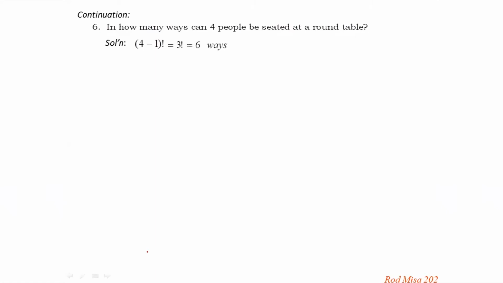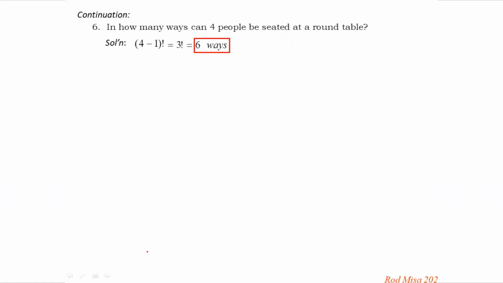Now let's proceed to our sixth problem here. In how many ways can 4 people be seated at a round table? Now, solving this one using our permutation theorem, this is 4 minus 1 factorial, since there are 4 people arranged at a round table. So we have 3 factorial, and 3 factorial is equal to 6 here. So there are 6 ways we can arrange 4 people seated at a round table.